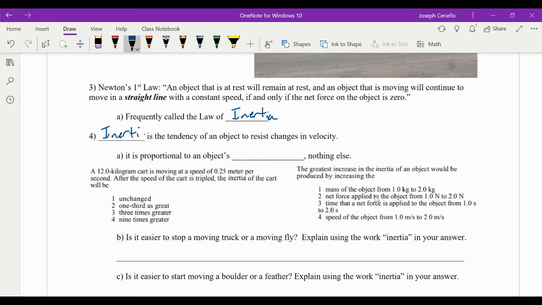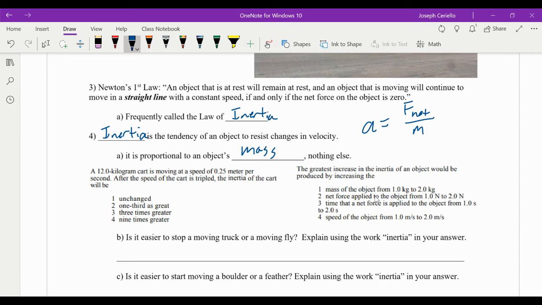Okay, inertia is the tendency of an object to resist changes in velocity. It is proportional to an object's mass and nothing else. So what do you mean by that? Resist changes in velocity. So a change in velocity, remember, is acceleration, which we know is equal to net force divided by mass.